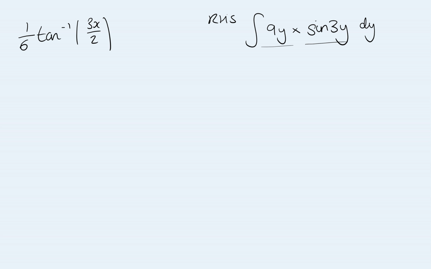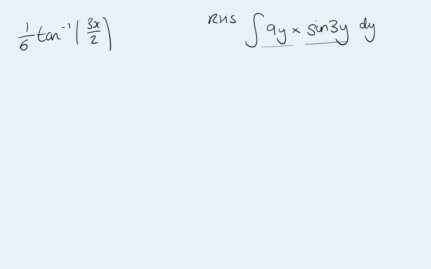So u times v, we've got 9y times minus a third cos 3y. So the 9 and the third are going to leave me with minus 3y cos 3y. So that's the first term. And then I'm going to subtract the integral of v, which is minus a third cos 3y, times du by dy, which is 9. So again, that minus a third there is going to be multiplied by 9, giving me a 3 at the front there. I'm integrating this term now, and this integral again is quite straightforward.